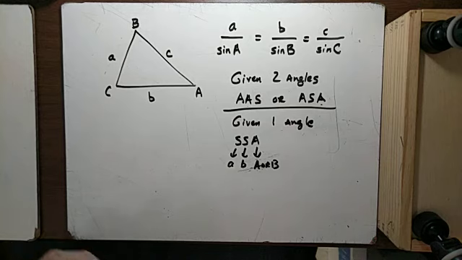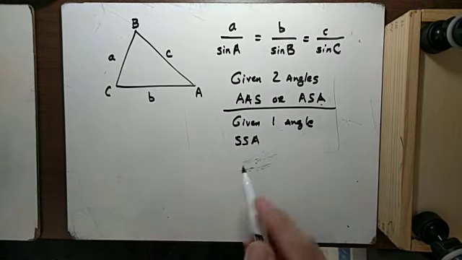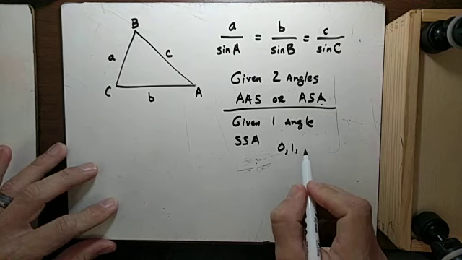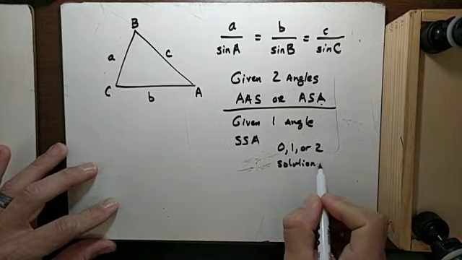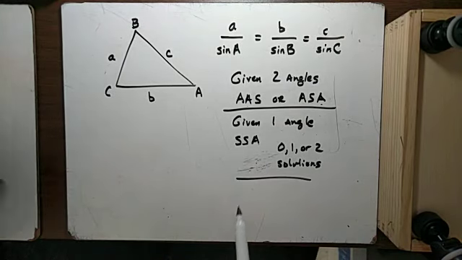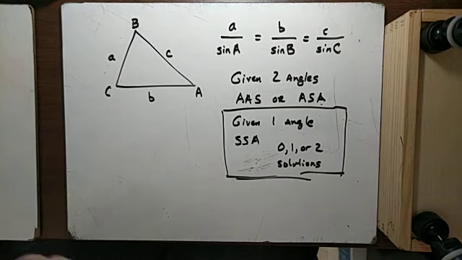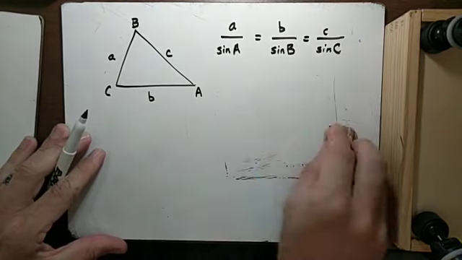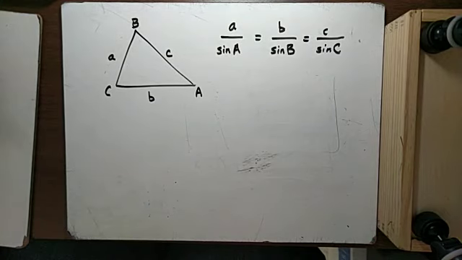Okay, when this happens, when you're given two sides and an angle, you can have 0, 1, or 2 solutions. So we're going to look at some examples of why this would happen, okay? This is going to be the primary focus of the rest of this video. So what I'm going to do is give you some information from a problem in the book.